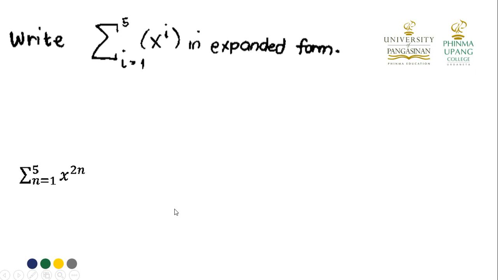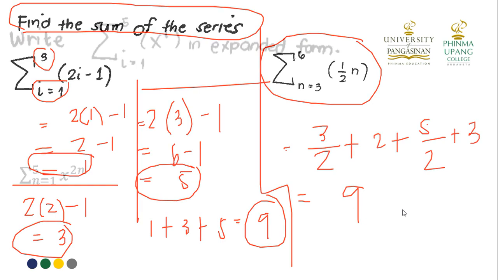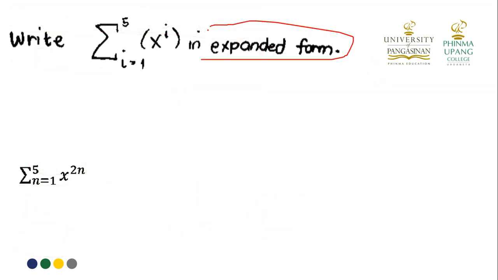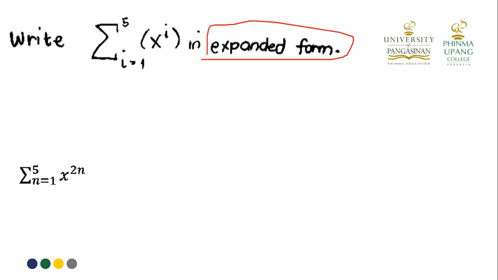So, pinagkaiba niya dito, the sum of the series, we're going to evaluate the given equation. Meaning to say, magtatapos yung answer mo sa iisang number na. So dito naman, expanded form. You're going to expand lang, but hindi mo siya i-evaluate. Hindi mo kukunin yung sum ng series. Ito, i-expand lang natin using this equation. X sub i, or X raised to i. Starting point is 1, the ending point is 5.